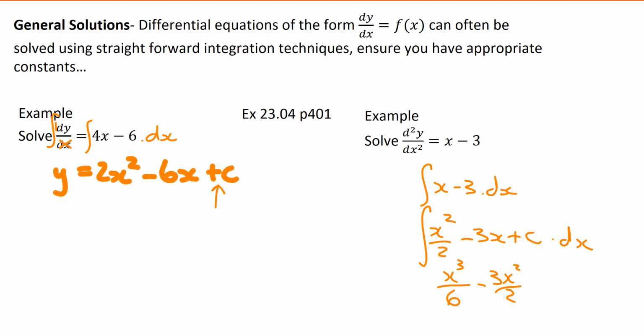What happens to plus c? Plus cx, yeah. Plus k if you want to call it k, whatever you want to call it. But there's my equation. There's my differential solution, so my general solution.